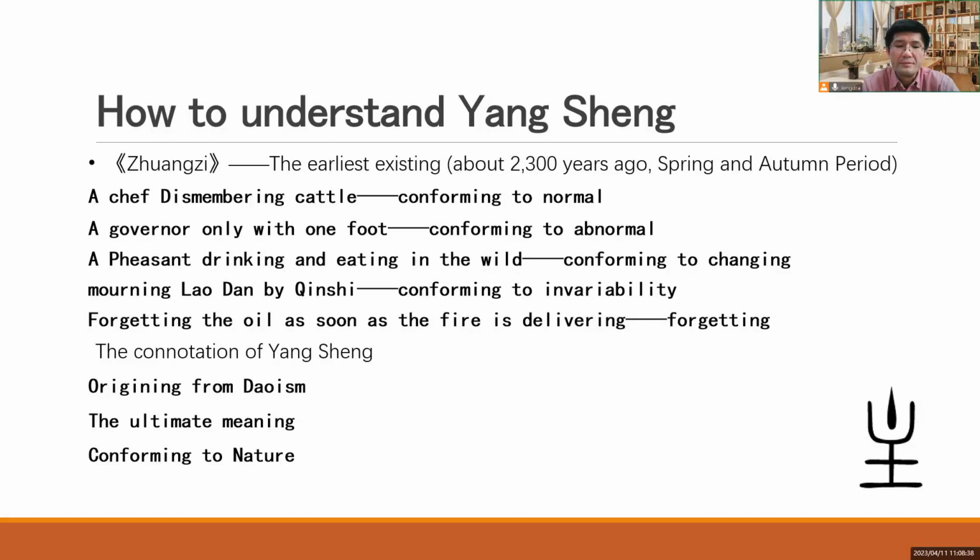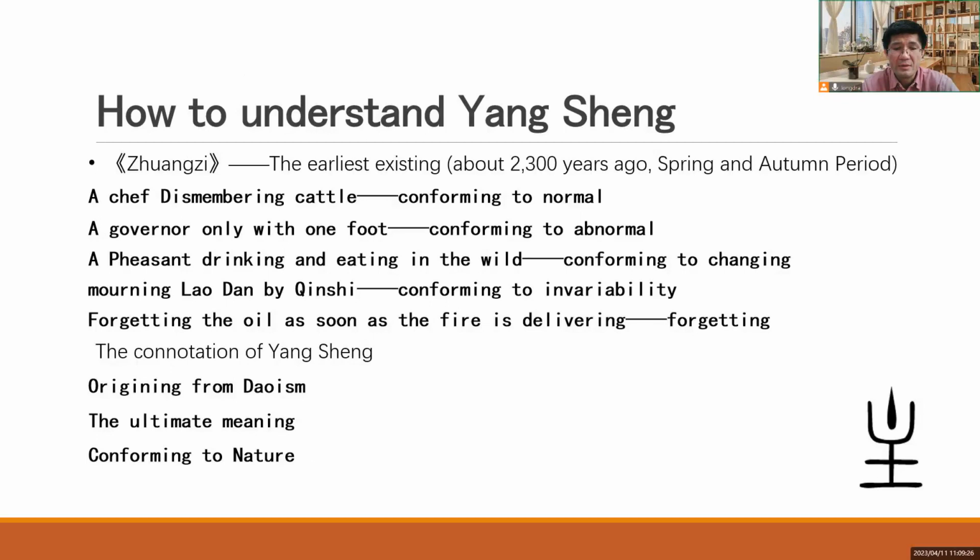Now, let's talk about how to understand Yang. The word Yang first appeared in the existing literature, now generally considered to be the book 庄子. In this book, there is one chapter named 养生主. It is composed of two parts. One part is 养生, the other part is 主. The Chinese character 主 is just at the right corner.